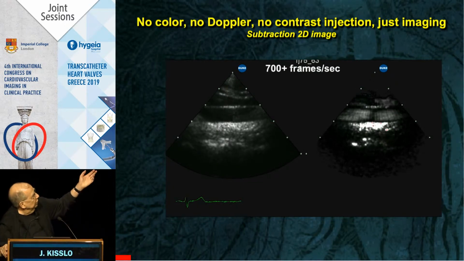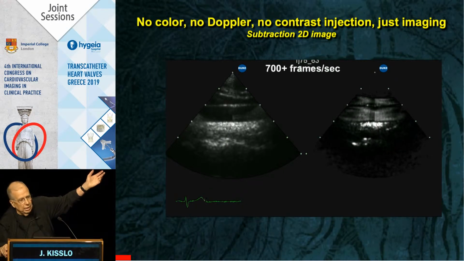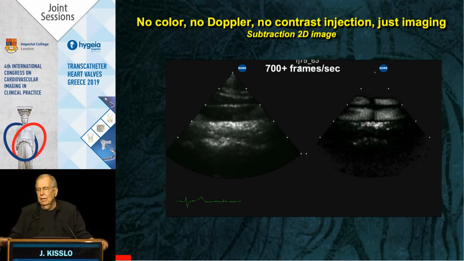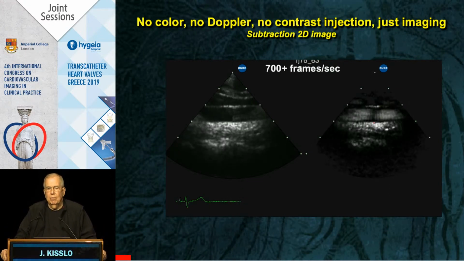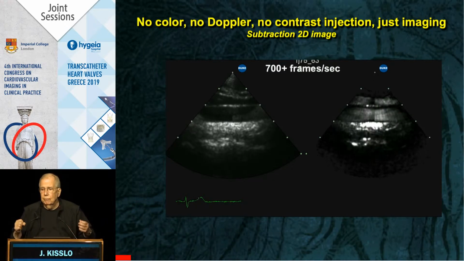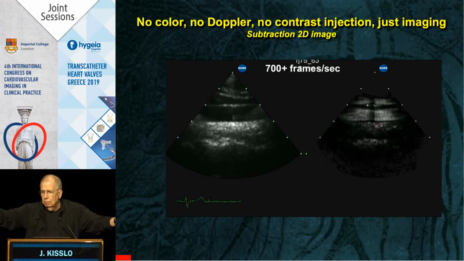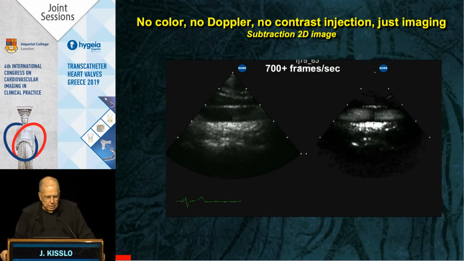On the left is an image of an artery imaged at 700 frames per second. On the right is the same identical picture, except in that one we use frame subtraction. And you can see the flow spring out of the picture. This is not adding contrast. This is not adding anything. It's just imaging in a very different way and at high speeds.